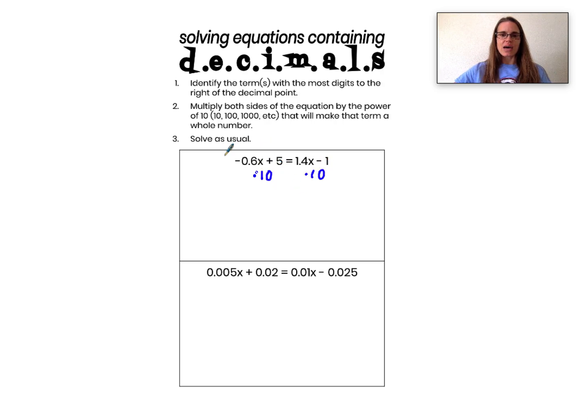I could write that like this. That's not really how we usually write it. It looks kind of weird to me. I'm going to write it using parentheses to indicate multiplication. So multiplying the left-hand side by 10, multiplying the right-hand side by 10.